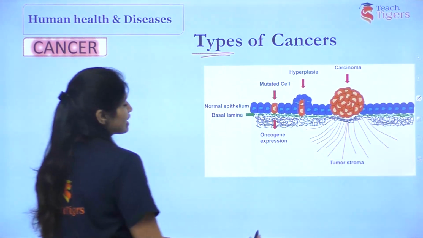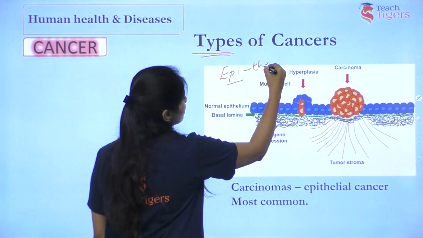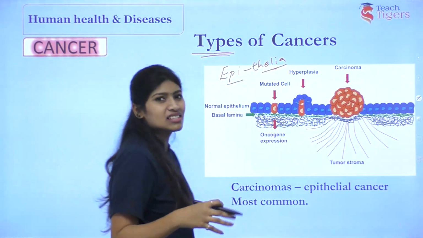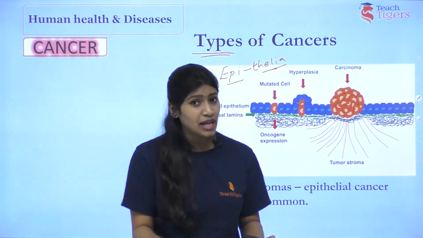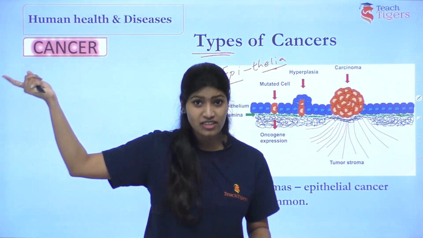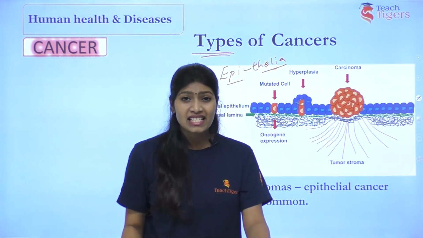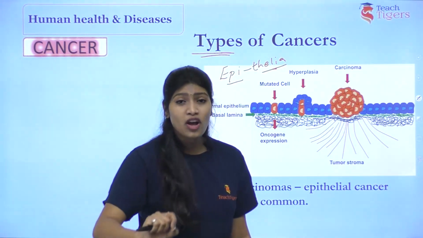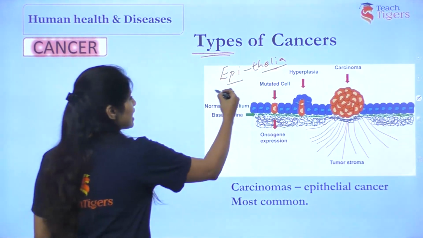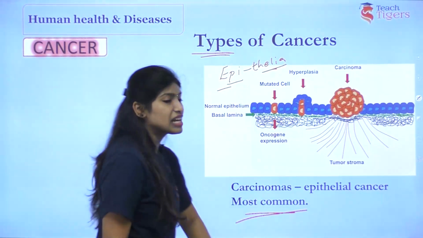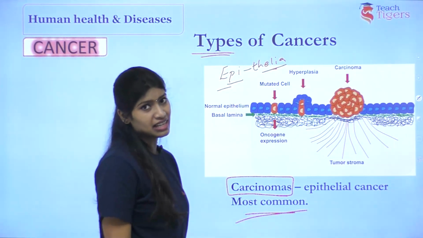So the first one is epithelial cancer. Epithelium: epi means above, thelium means layer. So epithelial cancer is the cancer which is caused in the outermost covering of the body. Internally also we have different types of epithelium. We have discussed this in structural organization, right? There are different types of epithelial tissues that cover like a protection, and these are responsible for dividing wherever damage happens. So that's why the division will be more in these epithelial cells. So it is most common to get epithelial cancer. So carcinomas are nothing but epithelial cell cancer.